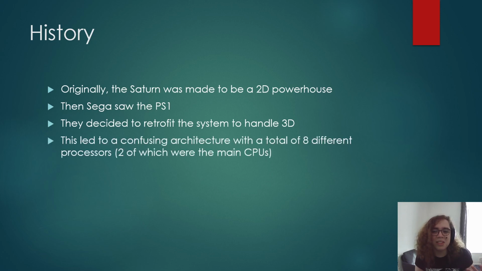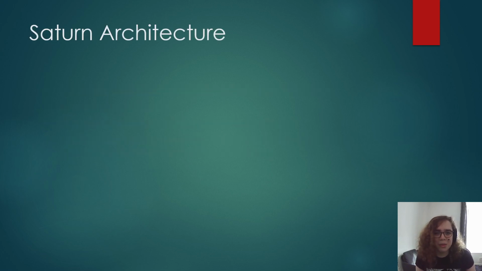Now, the result of this is that the architecture of the Saturn is very confusing. There's 8 different processors, 2 of which are the main CPUs, which it has in a master slave setup. So it's a whole thing. But yeah, so we're just going to talk about the architecture now. I'm not going to go too in depth. I'm only really focusing on the graphics stuff here.